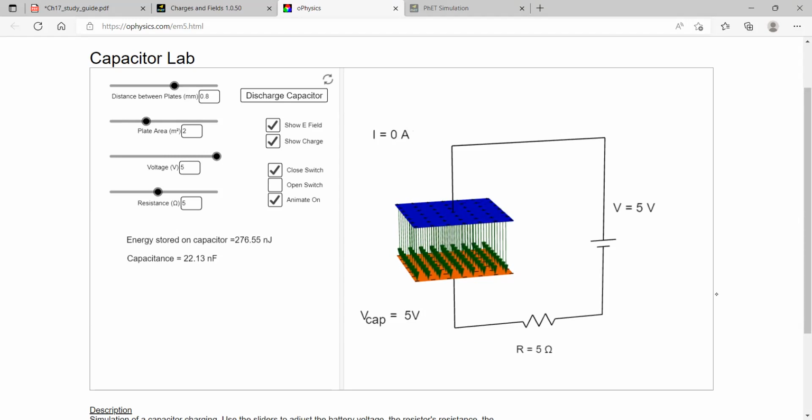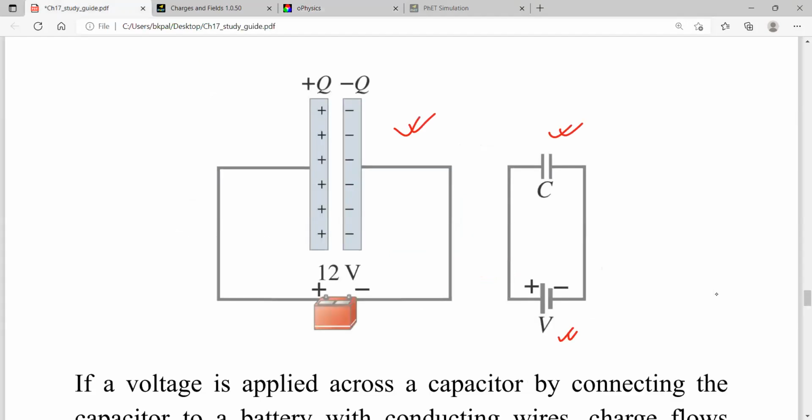So you see that there is a relationship between the charge Q and the voltage of the battery, the applied voltage. With experiment, we see that Q is proportional to V. The more the applied voltage, the more the charge. Now if I want to write an equation, I need a proportionality constant. Here the proportionality constant is C.